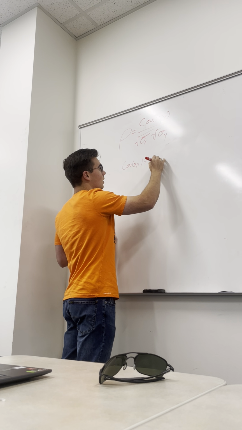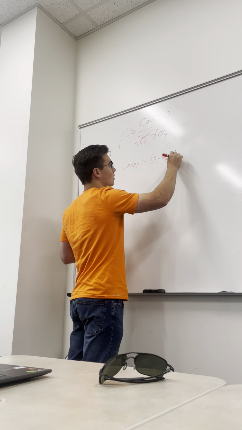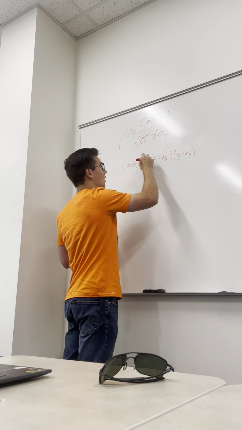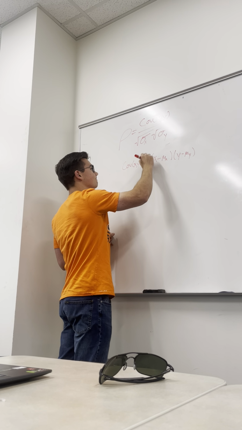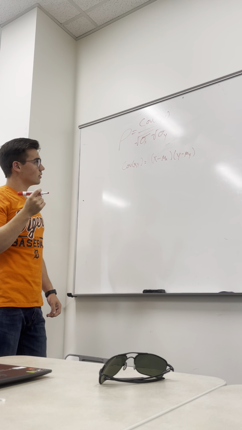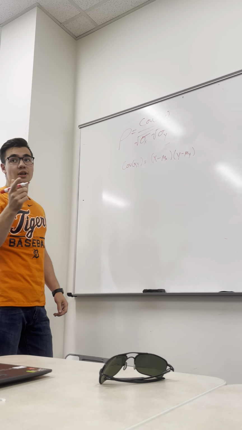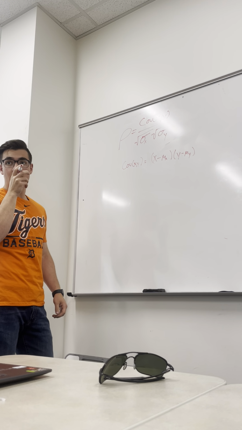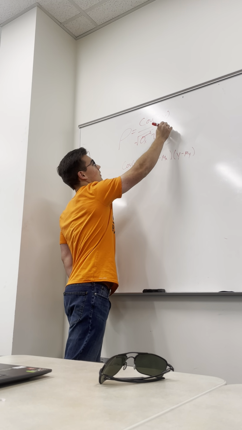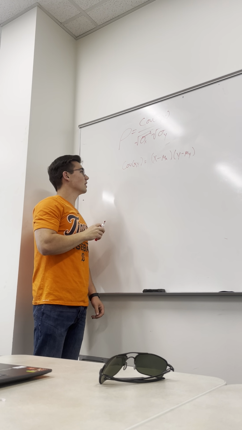x minus mu of x, minus mu y. No, not what I want. What am I forgetting here? Question on correlation. It's not square root of sigma x, is it? It's just sigma. Yeah, that's correct. Sorry, square root of sigma squared. Good catch, Jake.